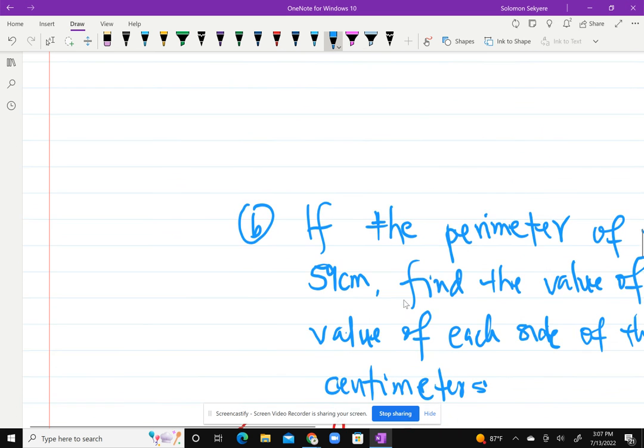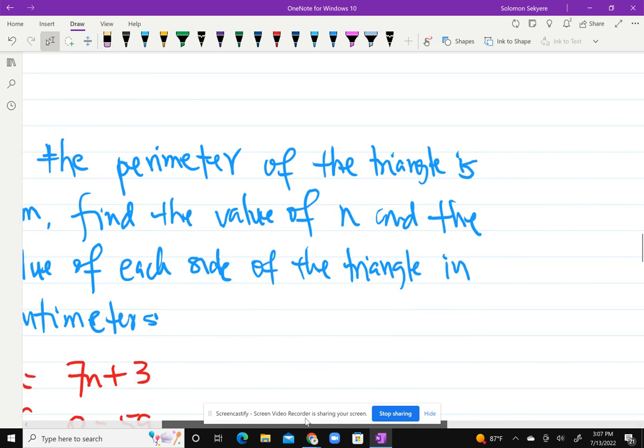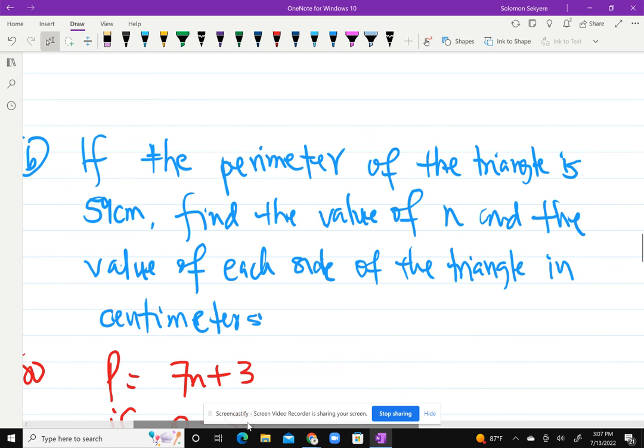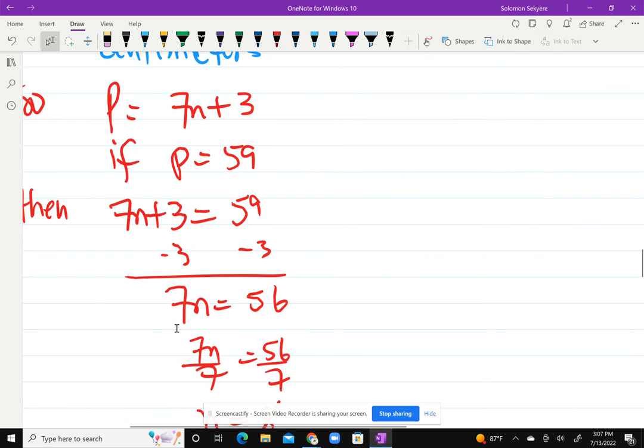The second part is now we are told that the perimeter of the triangle is 59 centimeters. Find the value of n, and the value of each side of the triangle in centimeters. Okay, this is the expression we found for the perimeter. Now we are told the perimeter is 59.